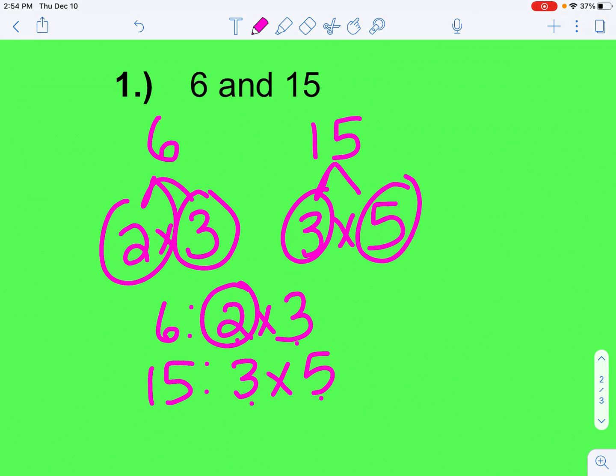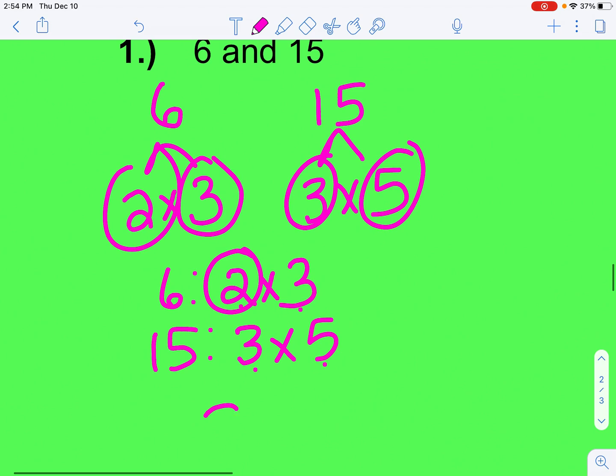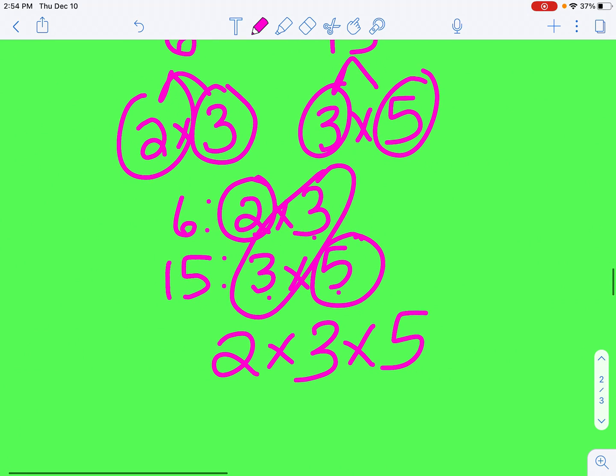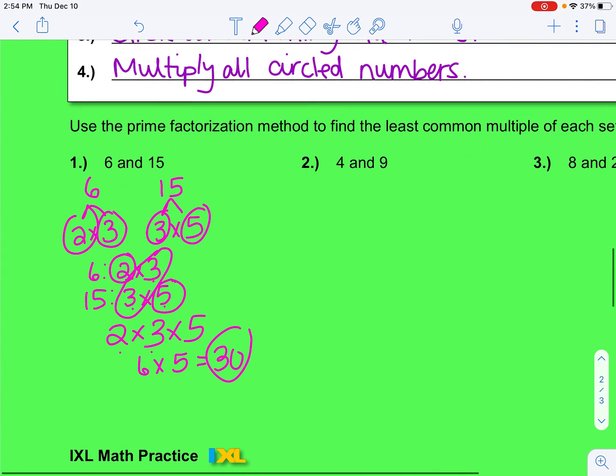Alright, so the 6 has a 2, so we're going to multiply the 2. They both have a 3, so we're only going to multiply that 3 one time. And then the 15 has a 5, so then we need to multiply the 5. Okay, 2 times 3 is 6. 6 times 5 gives us 30. So our least common multiple of 6 and 15 is 30.